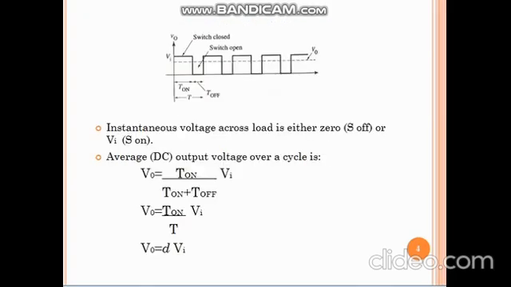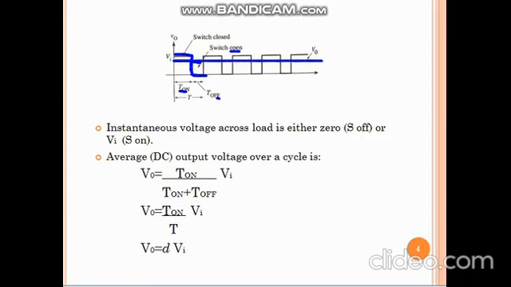Here is the technique we are going to use. When the switch is closed, at that time you get the full input voltage as the output voltage. That is represented as T on, the on time. When the switch is open, meaning T off time, at that time no voltage is available at the output. So your average voltage is reduced, and the level of the output voltage depends on your T on and T off time.